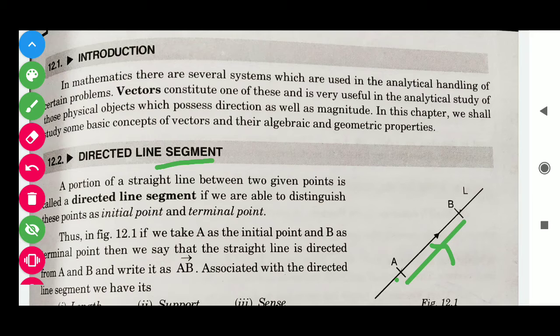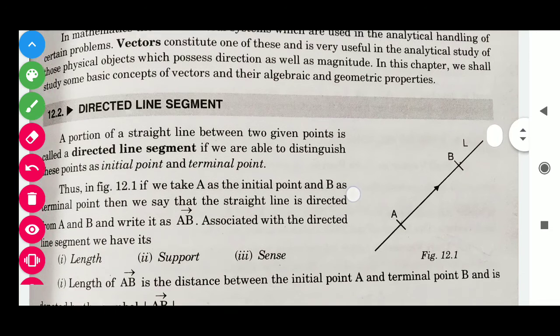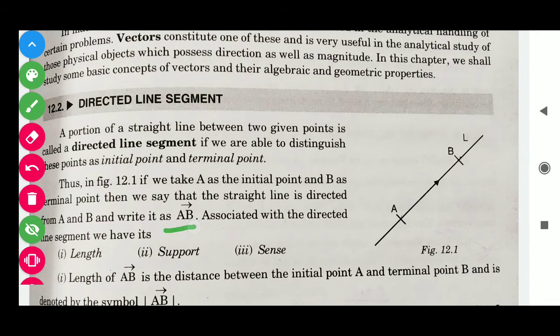We are able to distinguish these points as initial and terminal. So students, here A is the initial from which we are starting and B is the terminal point. So in this way, this line A to B is called the directed line segment. Thus, in this figure, you can observe that A to B is the direction. Associated with the directed line segment, we have its length, support and sense.